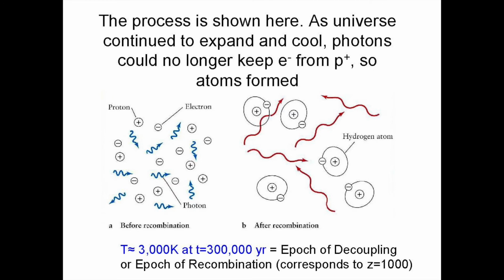In slide 15, we show the process. So the universe expands and cools so photons could no longer break apart atoms. On the left, before recombination, we've got the photons, which are energetic enough that they kept the protons and electrons apart. Every time they tried to form an atom, they'd be broken apart. But on the right, after recombination, those photons didn't have enough energy. So again, decoupling, recombination, first atoms being made. This happened at a temperature of 3,000 degrees at a time about 300,000 years after the Big Bang, and this corresponds to a redshift of 1,000, and we get that from the ratio of the temperature then to the temperature now.